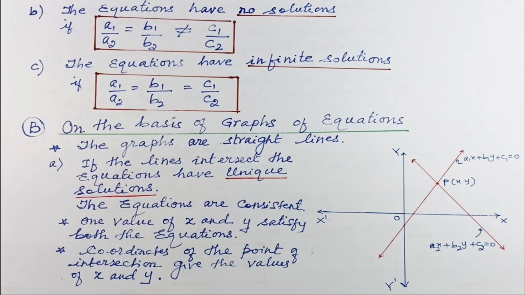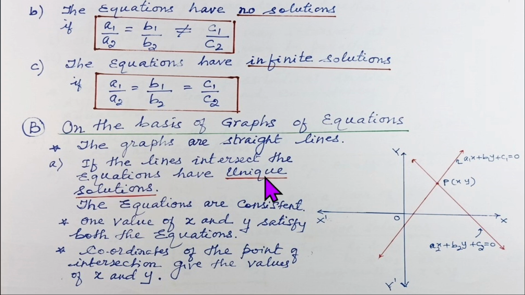Now, on the basis of graphs of equations. This is based on the method that we draw the graphs of the two equations. As we know, the graphs of the two equations are straight lines, and if the graphs are drawn, they intersect at a point, one particular point.